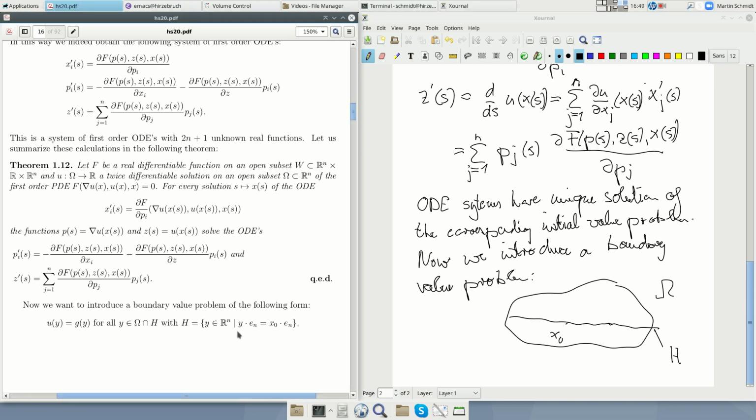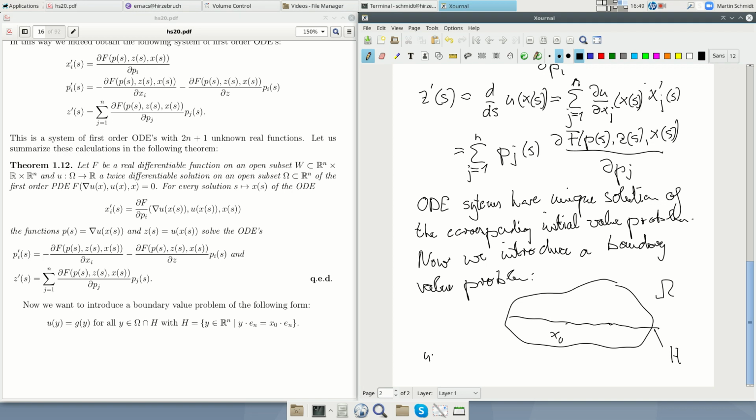This equation means that's the hyperplane which is orthogonal here too. And on this hyperplane we fix the value u of epsilon. So we give our values on this hyperplane for a function g, and g gives boundary values. Maybe it is not so clear why this is a boundary.